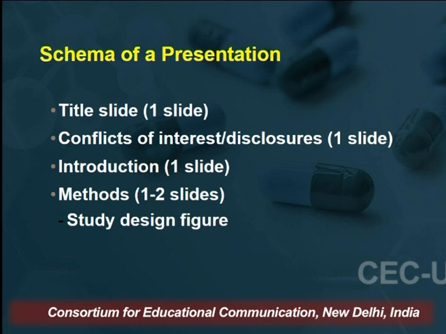Then the methods slides, which generally go for 1 to 2 slides, which may have a study design figure to present your methods in a better manner, attract your audience and let them understand your methodology in a better way. Then come the results slides, which again go for 5 to 6 slides, and the results section is generally subdivided into particular subsections.